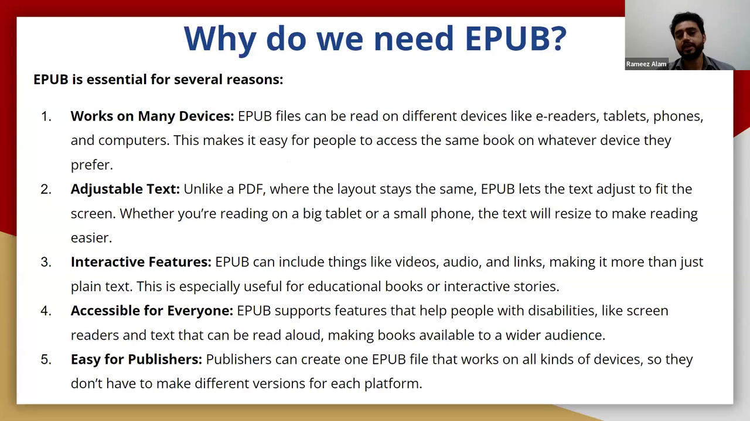Accessible for everyone. EPUB supports features that help people with disabilities, like screen readers and text that can be read aloud, making ebooks available to a wider audience. Easy for publishers. Publishers can create one EPUB file that works on all kinds of devices, so they don't have to make different versions for each platform.